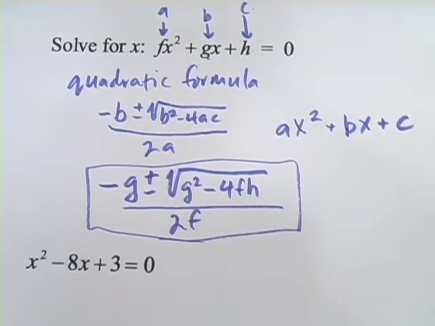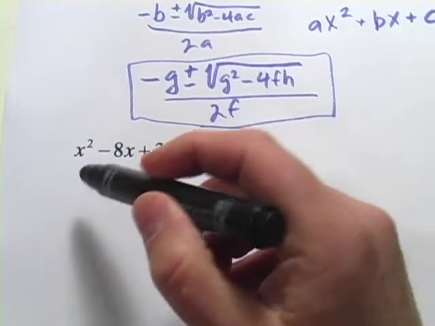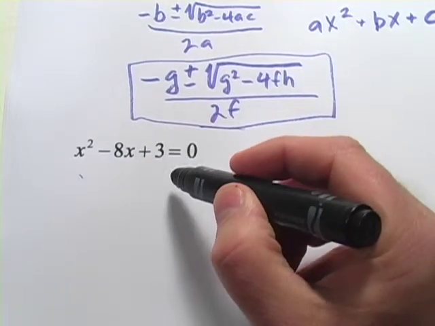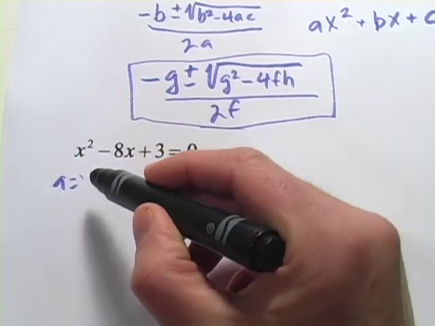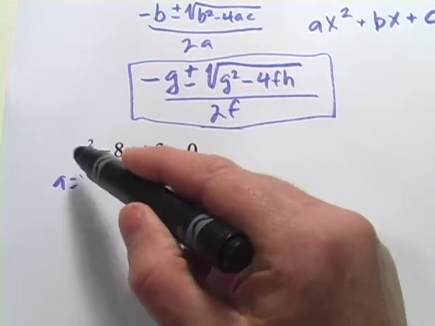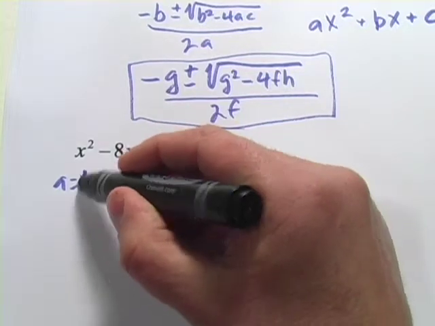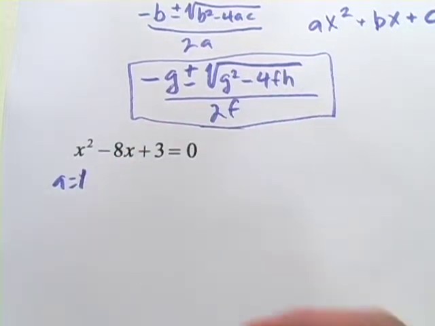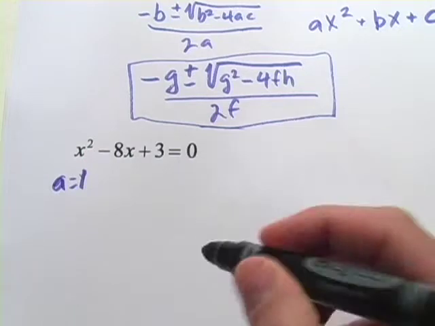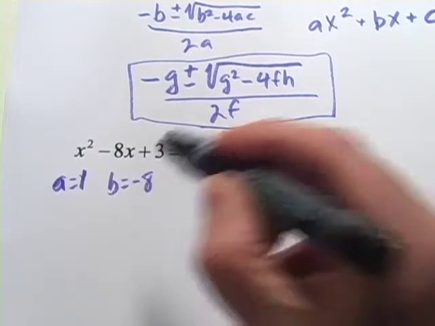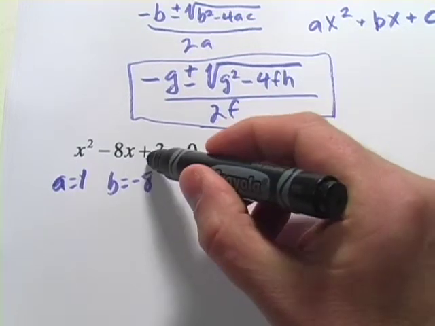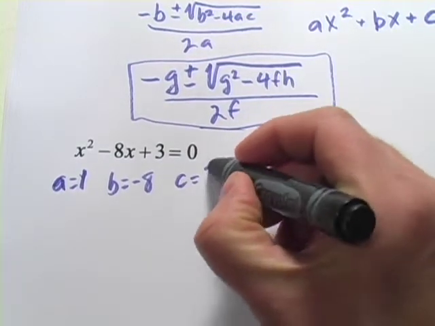Let's try one with some real numbers. So we've got x squared minus 8x plus 3. So what's a? Well, you might be confused because there's no coefficient on here. So the coefficient by default is 1, because 1 times anything is itself. So we'll call a 1 there. The coefficient of the x term is negative 8. Remember the sign, that's crucial. And then, of course, c here is 3.